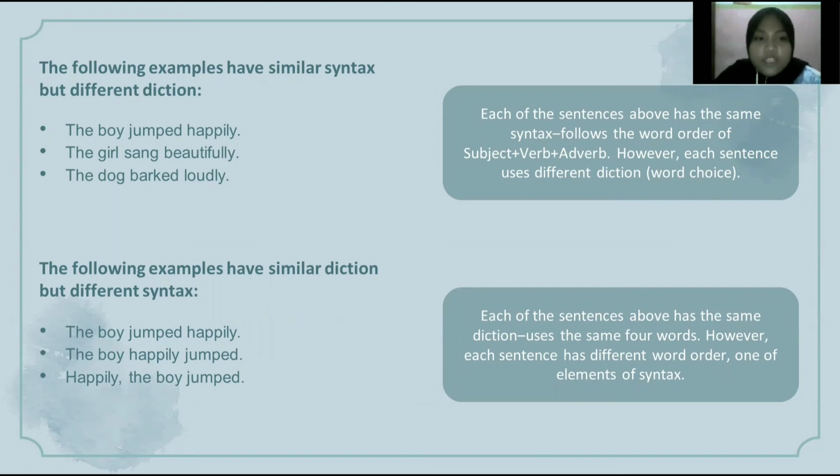The following examples have similar diction but different syntax. First, the boy jumped happily. Second, the boy happily jumped. Third, happily the boy jumped. Each of the sentences above has the same diction, using the same four words. However, each sentence has a different word order, one of the elements of syntax.